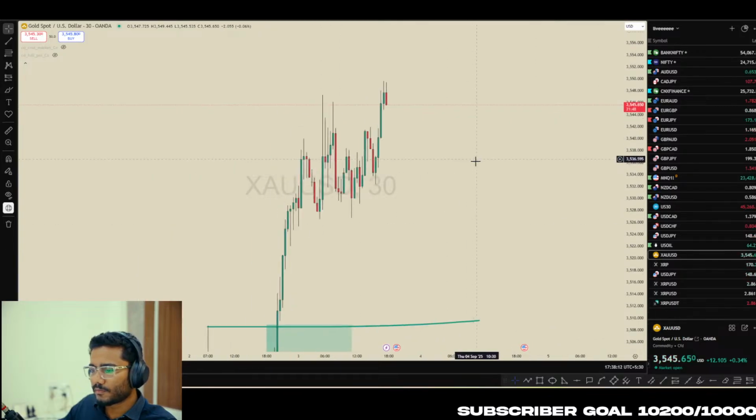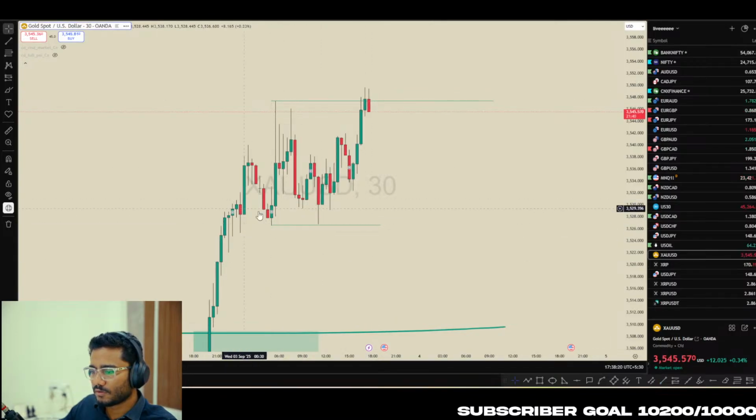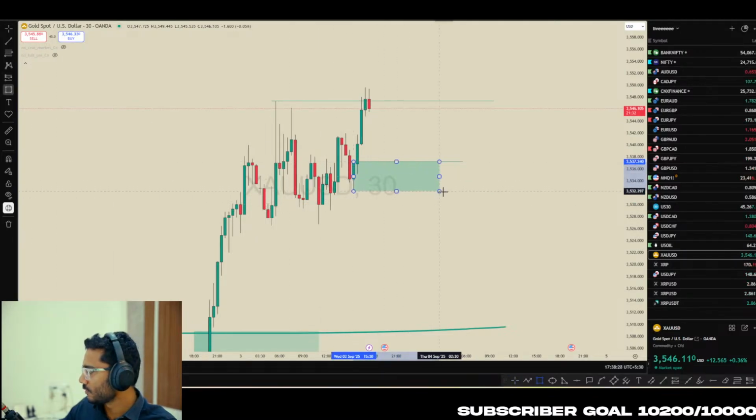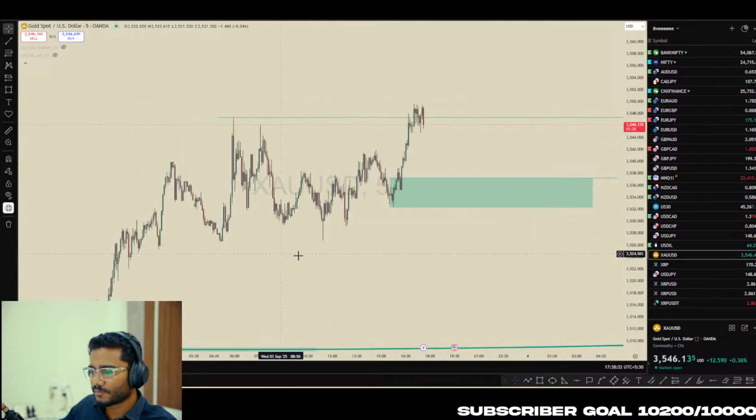On gold, if you look at 30-minute, price broke the structure. We have this candle which took out the previous structure. We have this strong low over here. It's continuing to the upside. We have this 30-minute order block. So we can look for entry from this area.